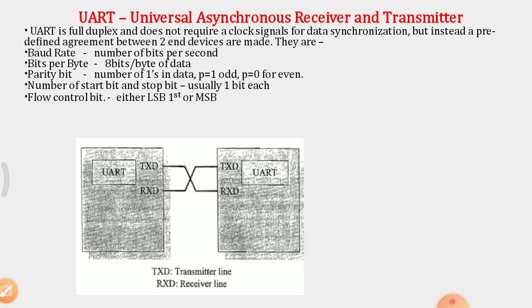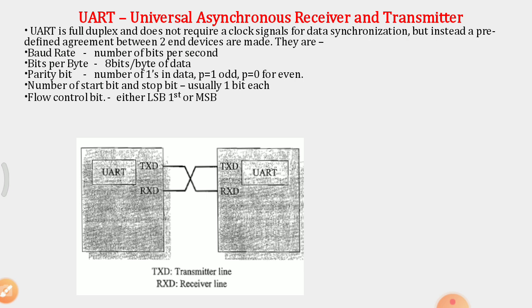Then we'll move on to a UART, Universal Asynchronous Receiver and Transmitter. As the name says, it is asynchronous. That is, it does not require a clock signal for data synchronization, but instead it uses a predefined agreement between the two end devices. It is a full duplex communication, that is, both devices can send their data at the same time.